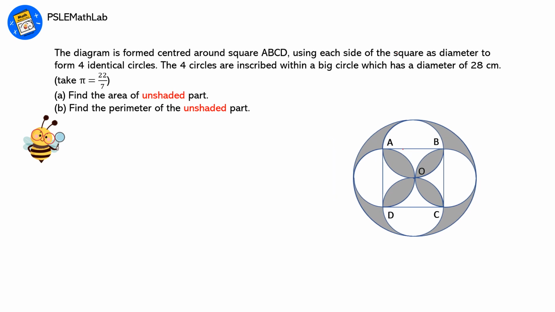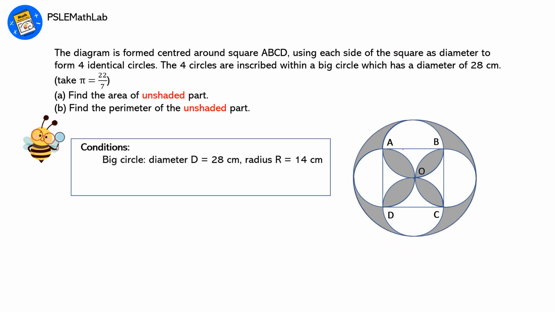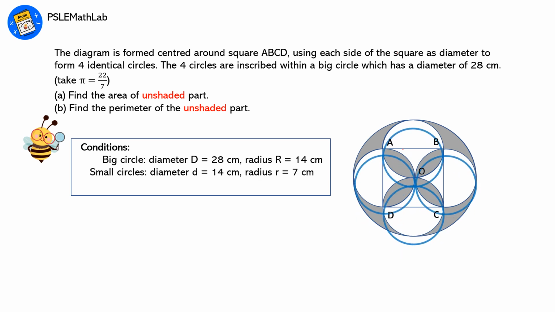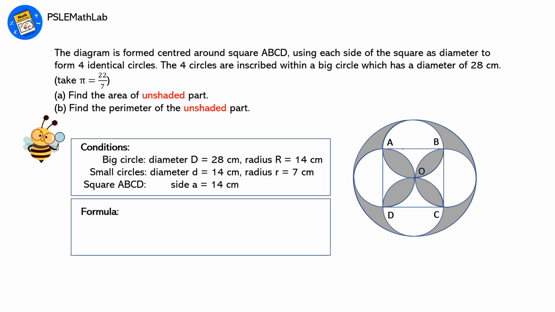So now we have a general direction on how to approach the question. Let us write down what we are given, what we deduce from our observations, and any formulas that can help us with our calculations. First of all, we are given that a bigger circle has a diameter of 28 cm, thus the radius is 14 cm. We also have 4 smaller circles with the diameter half of the diameter of the bigger circle, which is 14 cm, and thus the radius is 7 cm. Finally, we have the square ABCD with the sides equal to the diameter of the smaller circle, which is 14 cm. So let's write down some formulas that we've learned in school.